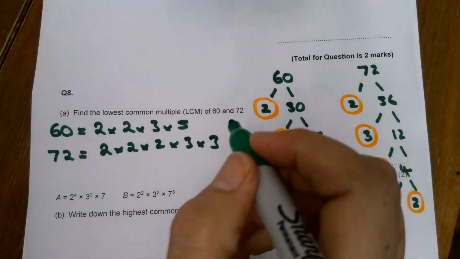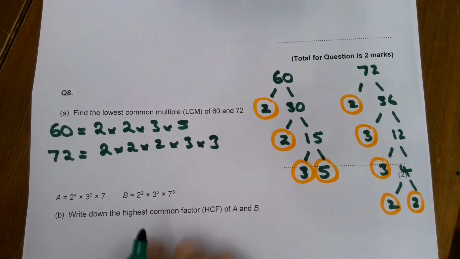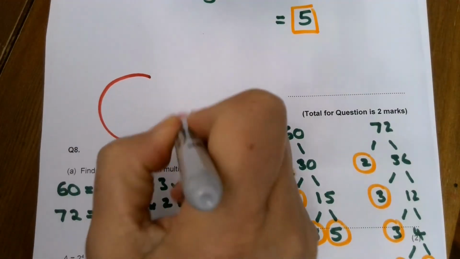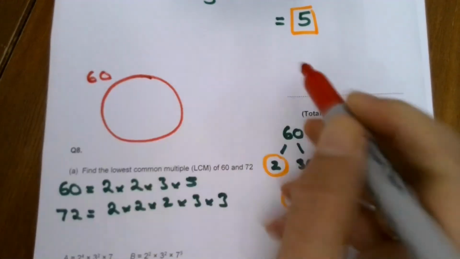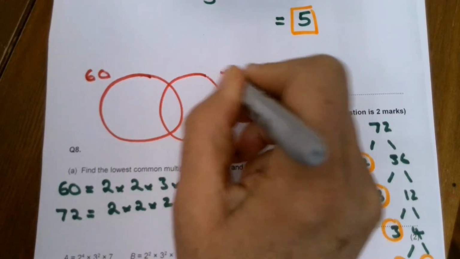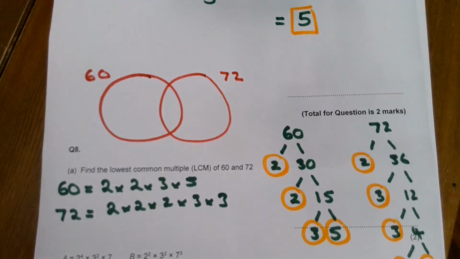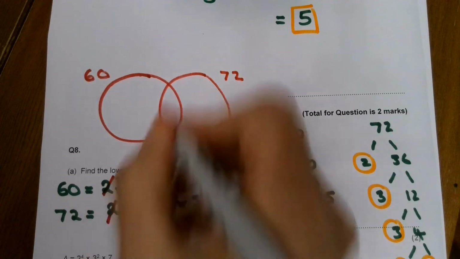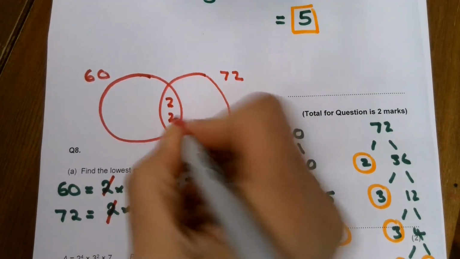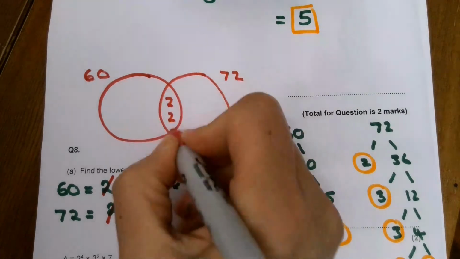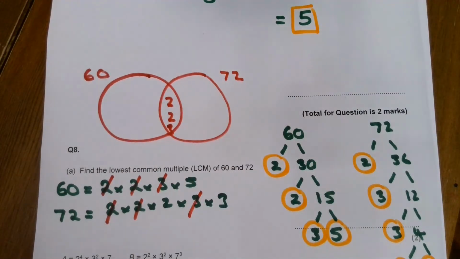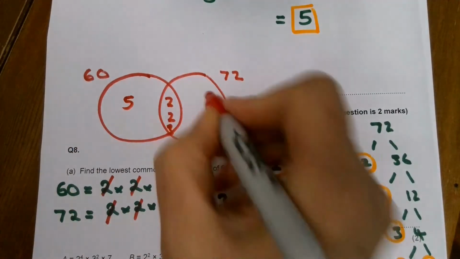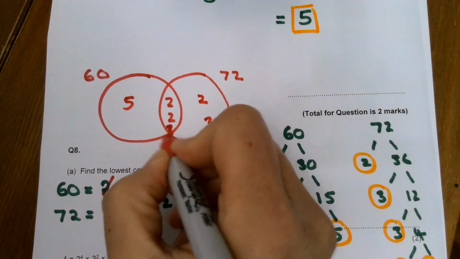Okay, now if I was to put this into a Venn diagram, which I'm going to do at the top here, I'm going to look at all my factors of 60 in this circle and all my factors of 72 in this circle. I have in both of these numbers, I have 2, another 2, and a 3. Those are the common factors. The common factors go in the middle. Then I have left, for 60 I have 5, and for 72 I have 2 and 3. This is a 3 here.